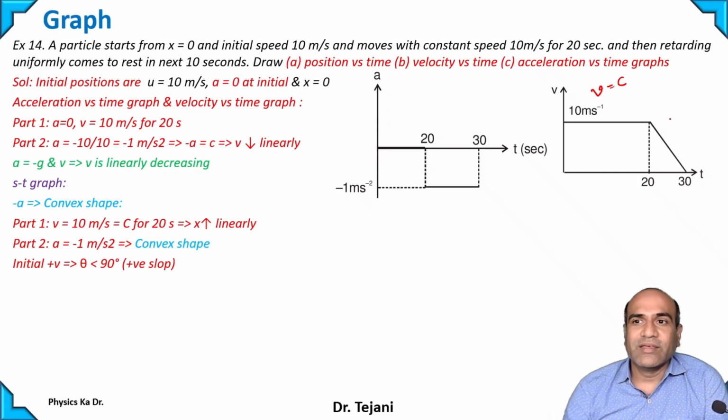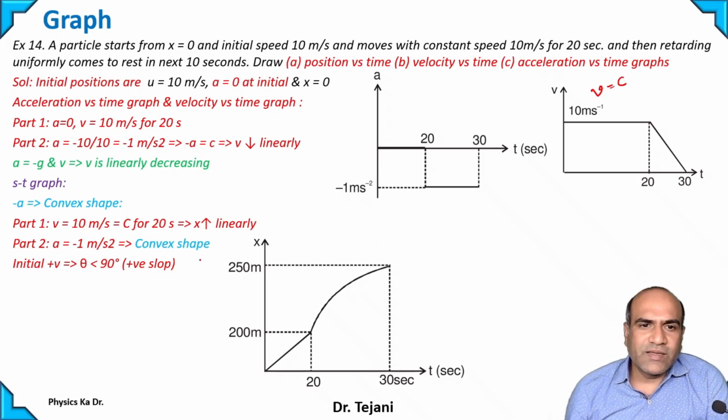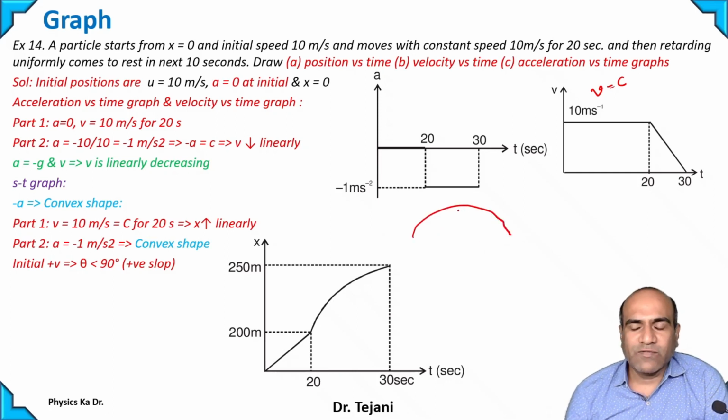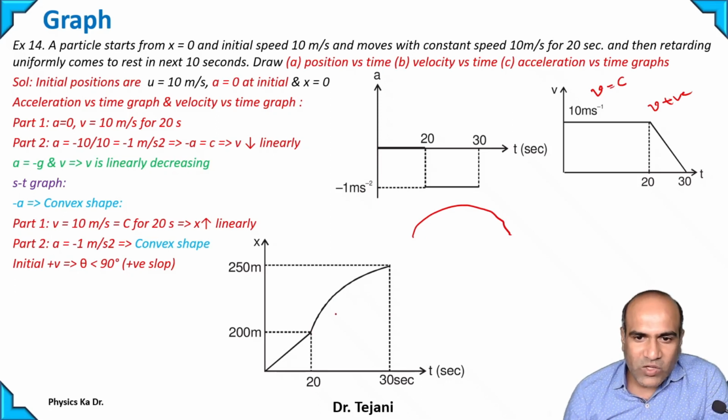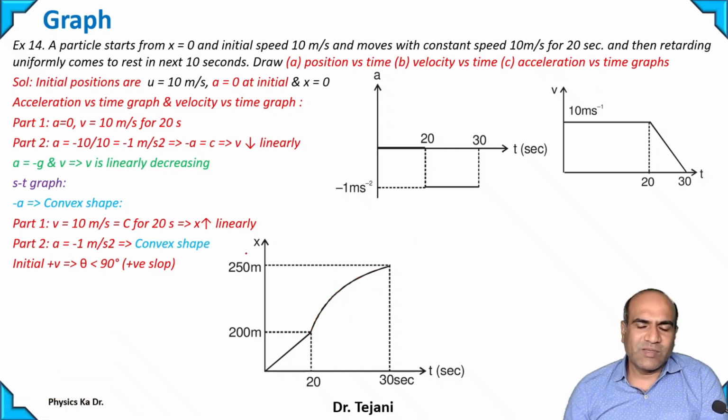So we need to identify angles. Right, so first is that negative. So the shape is like that, convex, and velocity is positive. So here we need to just have angle theta less than 90 degrees. Therefore, the first region, up to 20, is a straight line, and then it is convex with theta positive, less than 90 degrees. Simple.